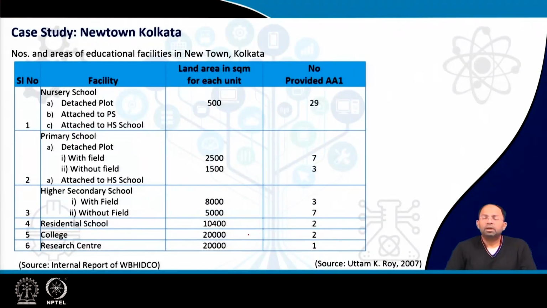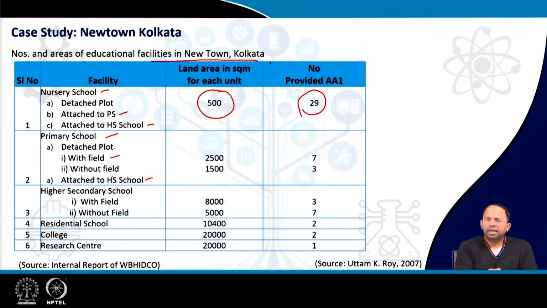So these are the number of educational facilities that were provided in Newtown. Nursery schools were provided, some with detached plots, some attached to primary schools, some attached to high schools. The total land area allocated for each unit was around 500 square meters, and overall 30 of these were provided. Then primary schools, again either in a detached plot or attached to a high school. Detached plot primary schools either had a play field or were without a field. With field, the size allocated was 2500 square meters, whereas without field the plot size was 1500 square meters. Total 7 of these schools with fields were created and 3 without fields.